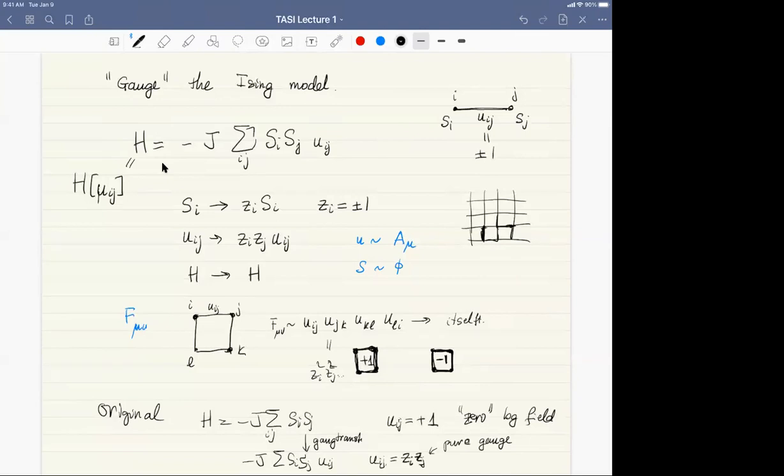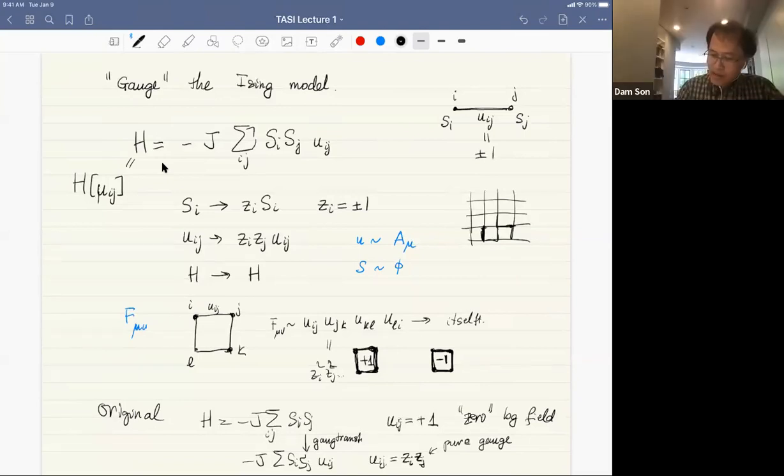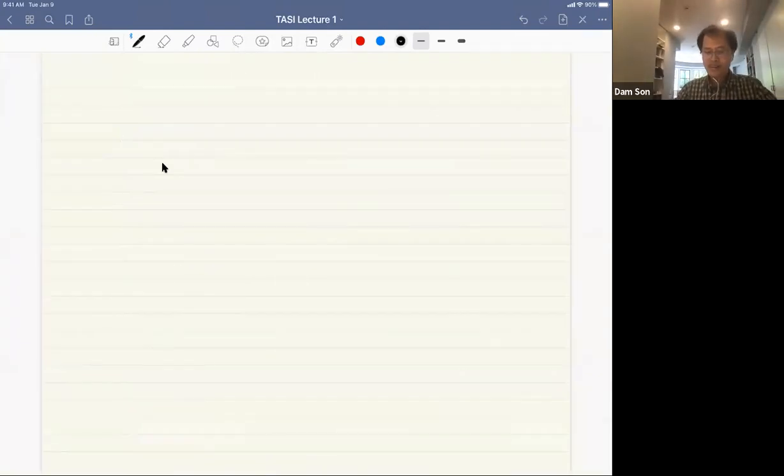Yeah. Okay, so let's now try to see what happens if I turn on the simplest possible non-trivial gauge configuration, in which this is my, let me draw my lattice.